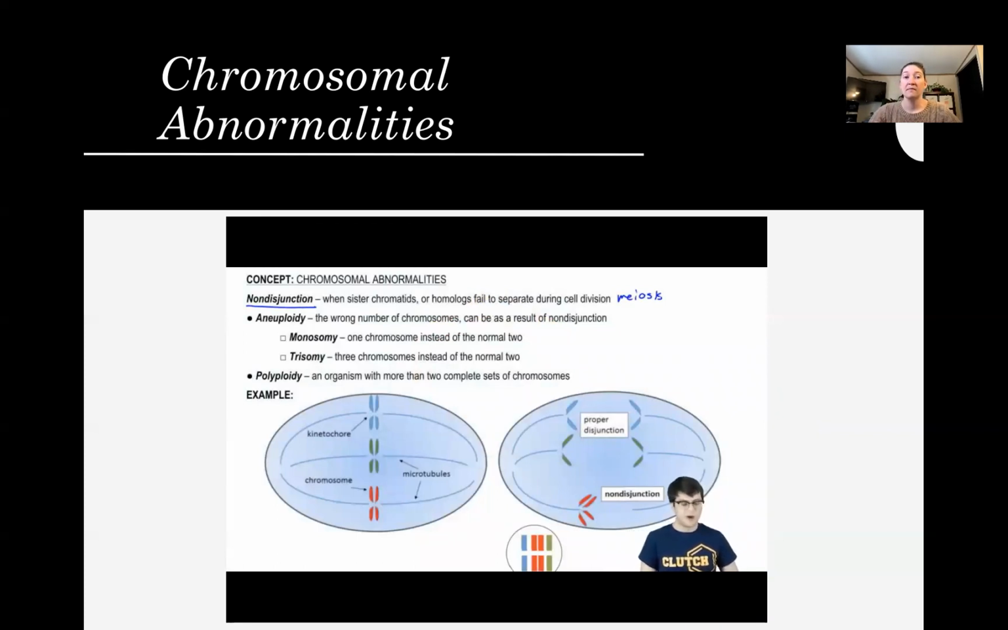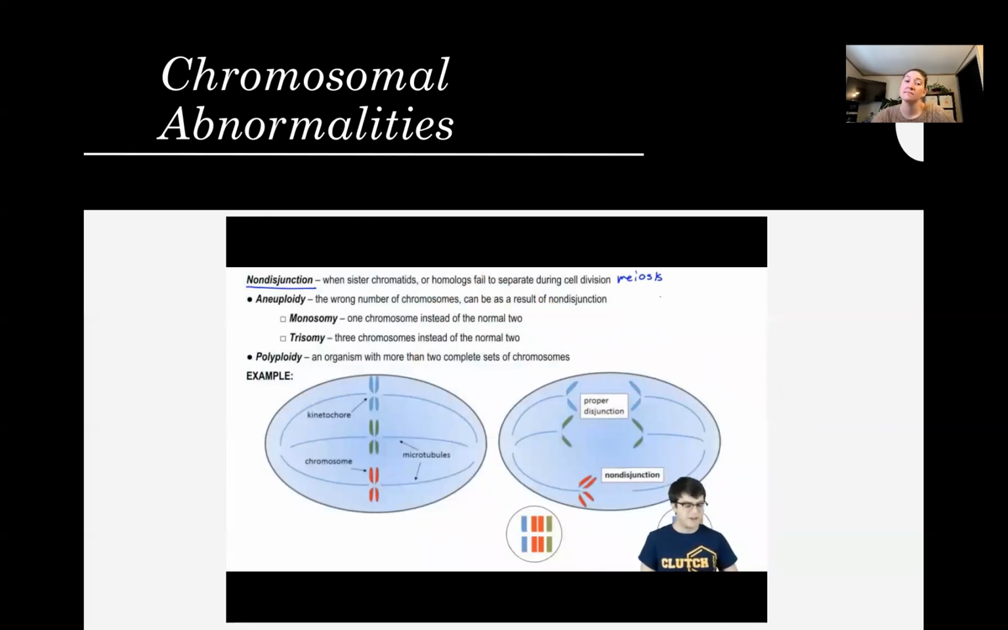Now, what you'll wind up with, if you have a non-disjunction, you'll have an extra chromosome going to one cell and another cell missing a chromosome. And this results in aneuploidy, having the wrong number of chromosomes. Now, aneuploidy can result from other things, but it does commonly result from non-disjunction.